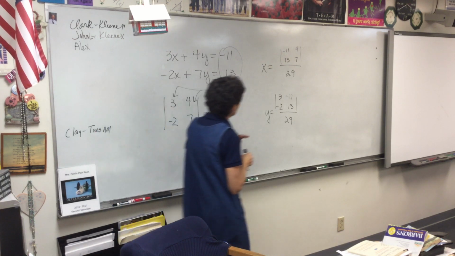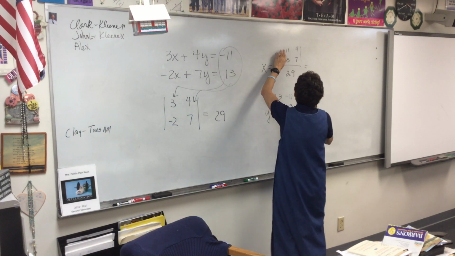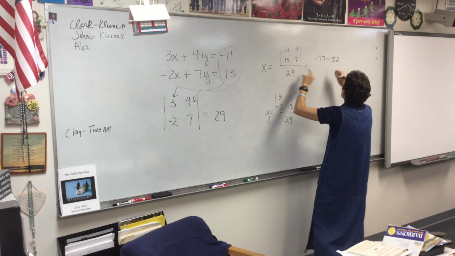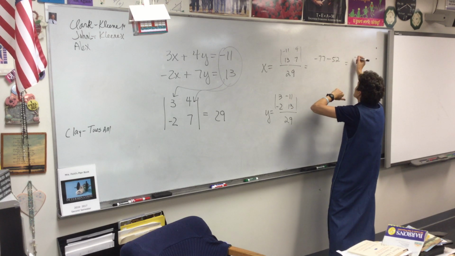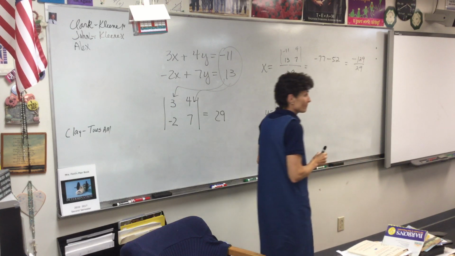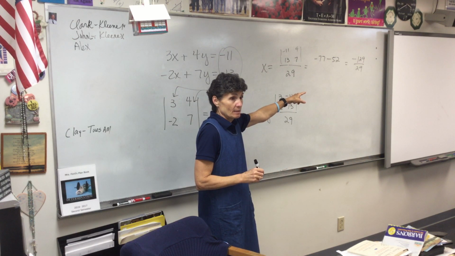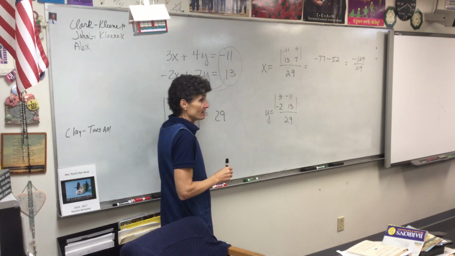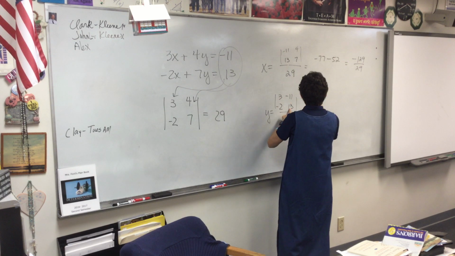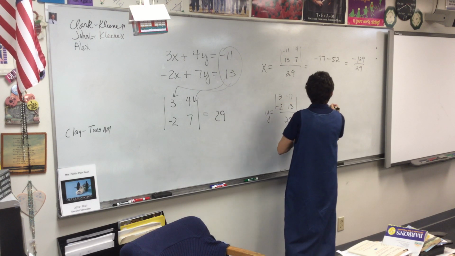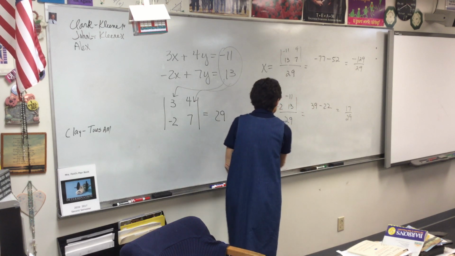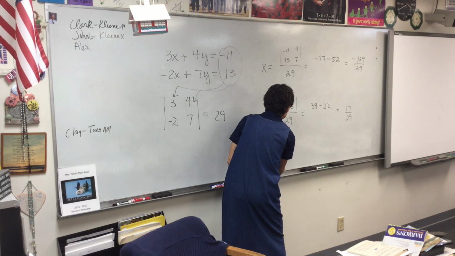Now we're going to evaluate those. So here we go. Negative 77 minus 52. Oh, good grief. That is negative 129 over 29. Check my arithmetic. Is that right? Now, that's hideous. I don't want to have to plug that back in and figure out why. Luckily, I don't need to. 39 minus 22. So that's what, 17 over 29? There's your answer.